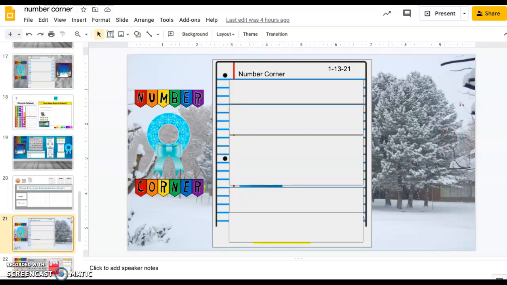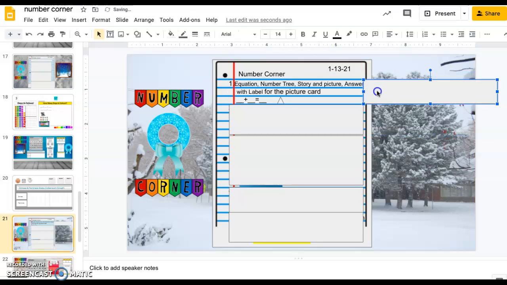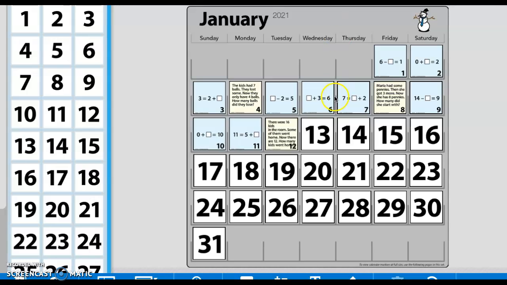You're going to write the date and number corner at the top of the paper. Please press pause if you need more time to do that. Next to number 1, you are going to write the equation, number tree, story, picture, story with a picture, and answer. So let's look at the calendar.